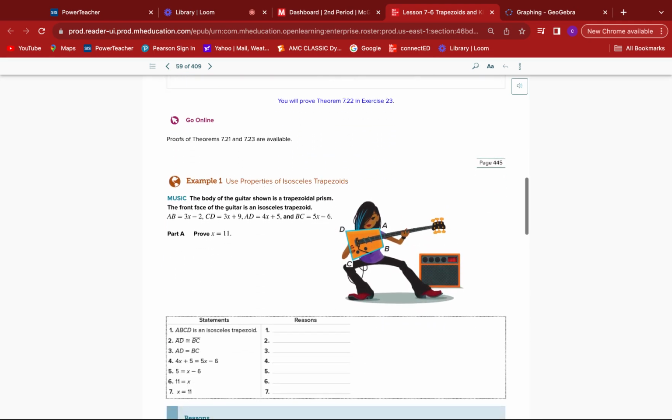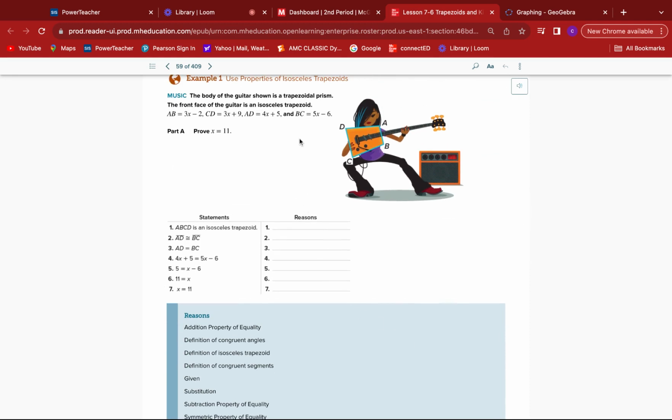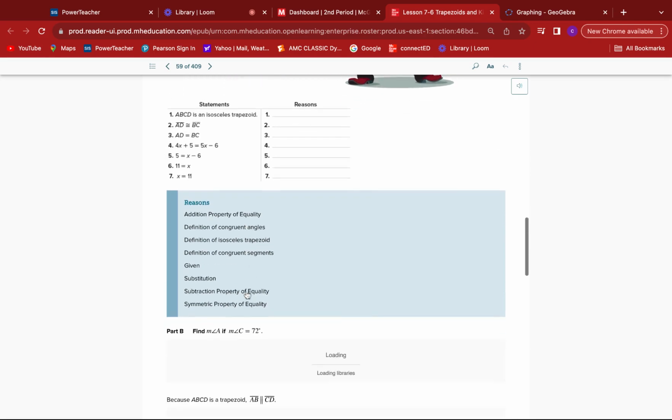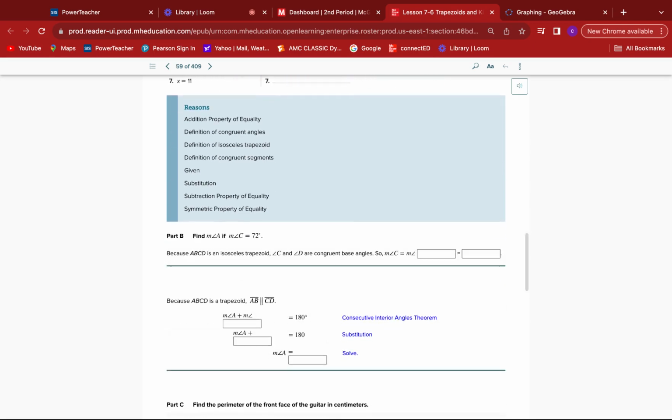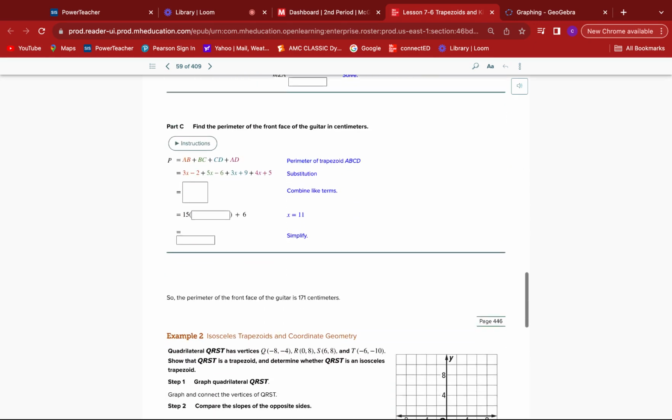Example number 1 looks to be a proof. It looks like you would just set these equal to each other. This is an isosceles trapezoid, so you would set AD, which is 4x plus 5, equal to BC, which is 5x minus 6. Then you would just solve that, so I'm going to let you do that. We don't do proofs anymore, so thank goodness. Looks like you're going to have to plug in for the perimeter and whatnot.